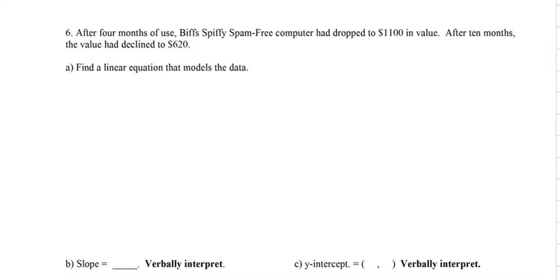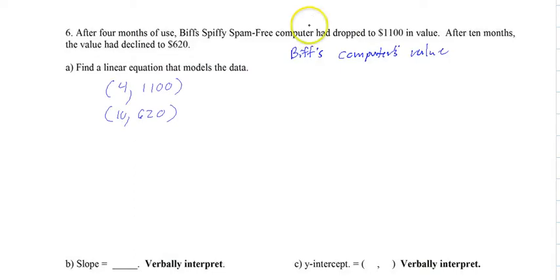Hit pause now. If you need a little help getting started, the whole problem is about Biff's computer value. So these are your y coordinates. I put them here and here. It says after 4 months of use, right there is 4, and after 10 months of use, it's 10. Neither of these is a y-intercept. You're going to actually have to find the y-intercept. But the first thing you want to do is find the slope. So hit pause and try.